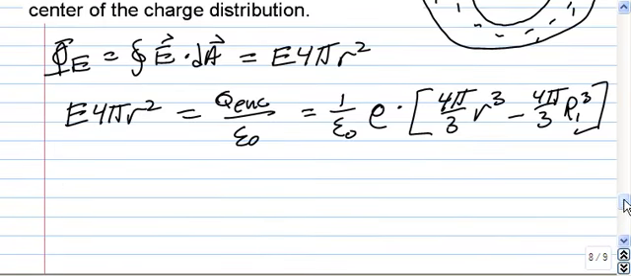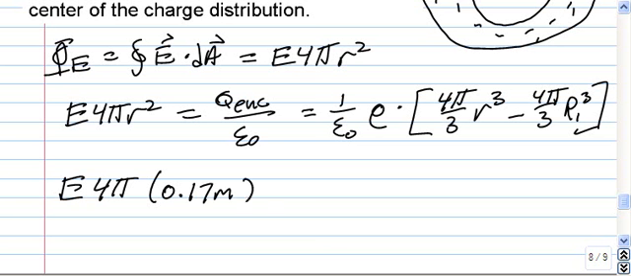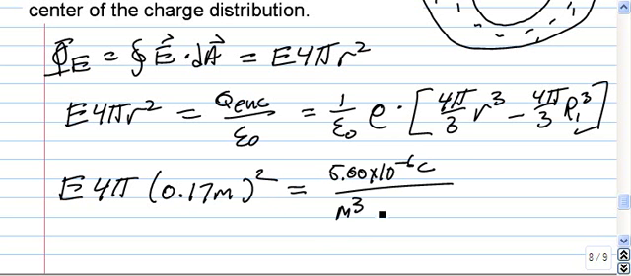We can see now that we can actually solve for the electric field. E times 4 pi r squared. This r is the radius associated with the Gaussian surface. Notice it was specified in centimeters, but in order to be consistent with units, we'll convert it to meters to always be working in kilogram meter second units. Now there's a charge density of 5 times 10 to the minus 6 coulombs per cubic meter over a constant 8.85 times 10 to the minus 12 coulombs squared per newton meter squared. So that's the rho over epsilon naught.